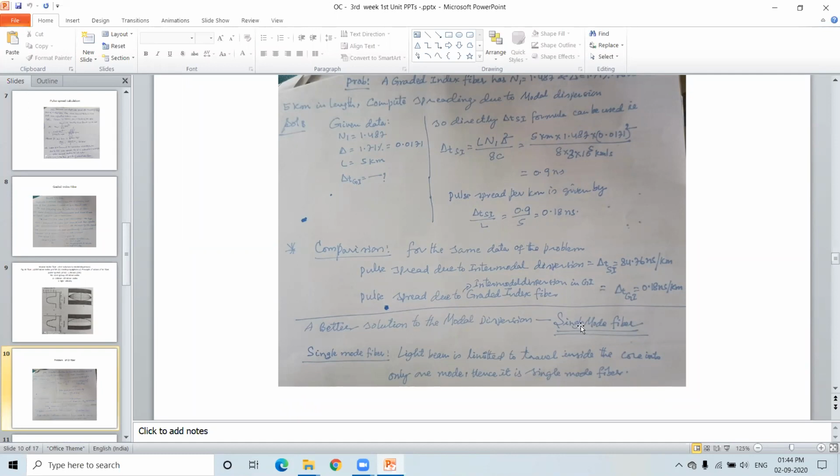This is what is happening in the fabrication process of a single mode optical fiber.